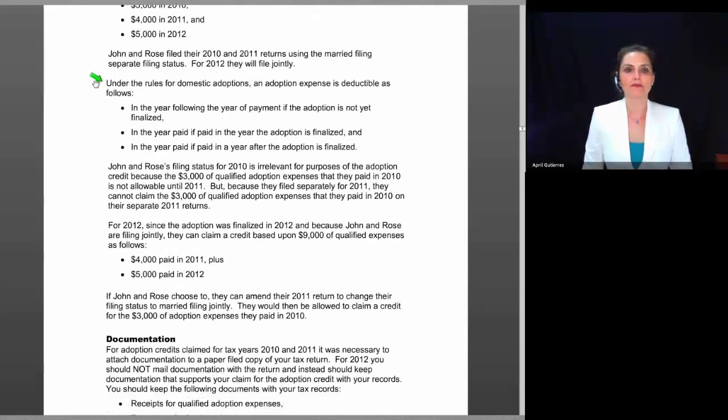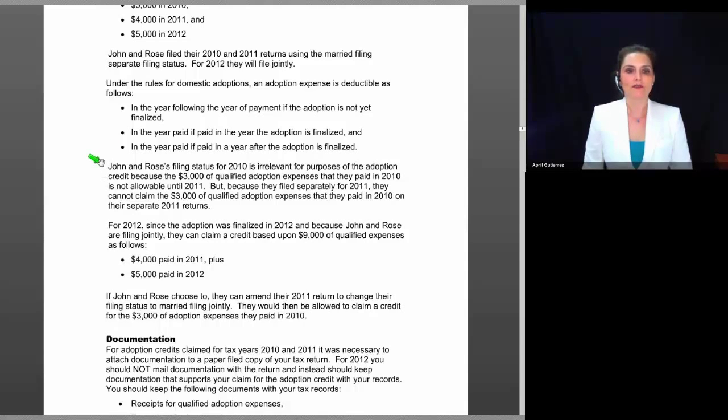Now, under the rules for domestic adoptions, an adoption expense is deductible as follows. It's deductible in the year following the year of payment if the adoption is not yet finalized. And it's deductible in the year paid if paid in the year the adoption is finalized. And it's deductible in the year paid if paid in the year after the year it is finalized.